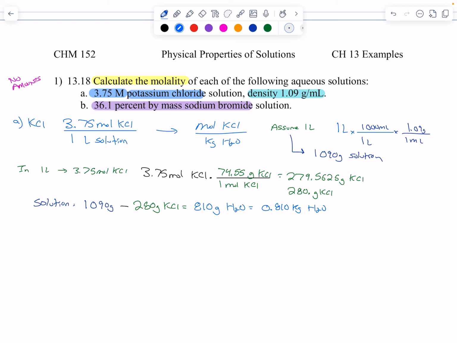So now we can go to the molality. So the molality would equal our 3.75 moles of KCl and our 0.810 kilograms of water. So 3.75 divided by 0.81. And I get 4.63. And so there is the answer I have to A.